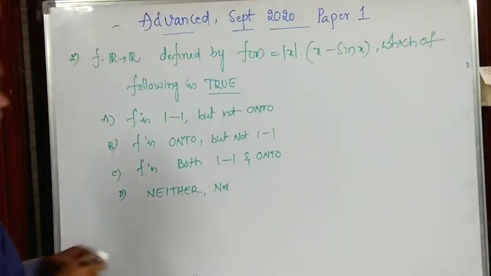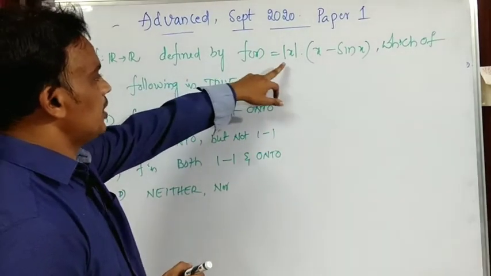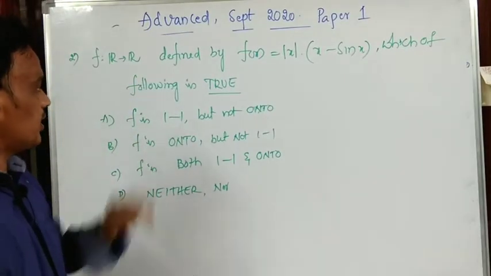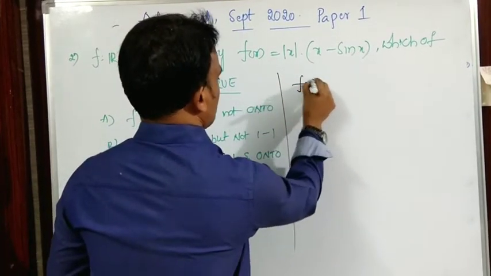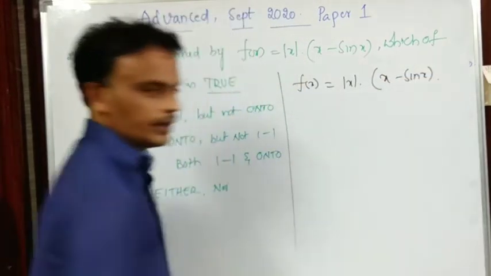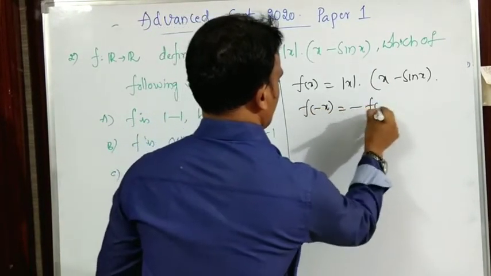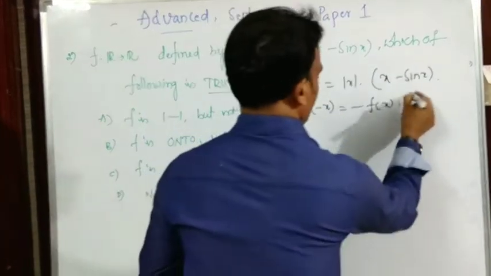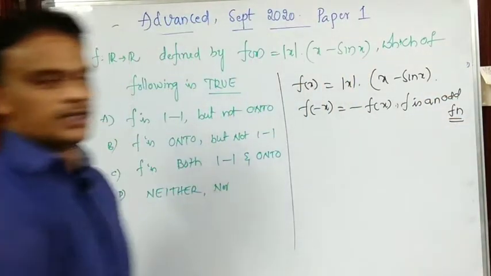Coming to the second question: f is defined from R to R by f of x equals modulus of x into (x minus sin x). Which of the following options is true? We have been given the options. See this function, f of x equals modulus of x into (x minus sin x). Clearly you can say f of minus x is equal to minus of f of x. So clearly I can say f is an odd function.